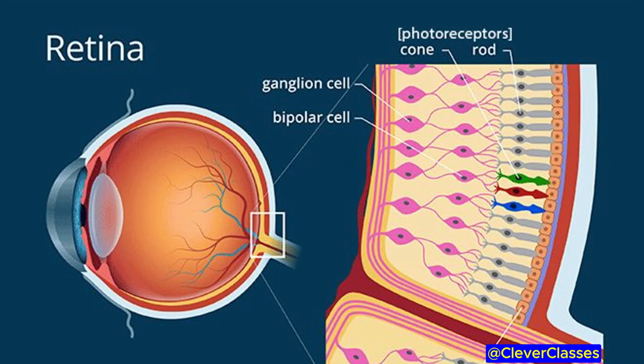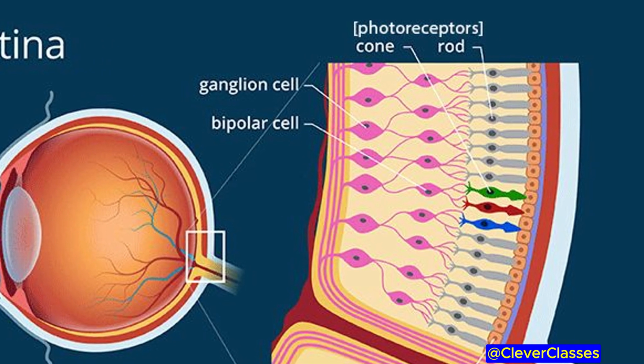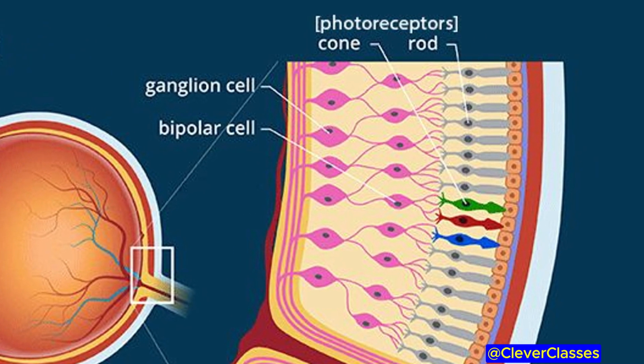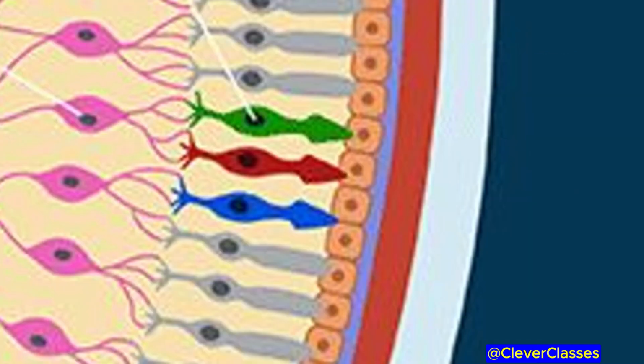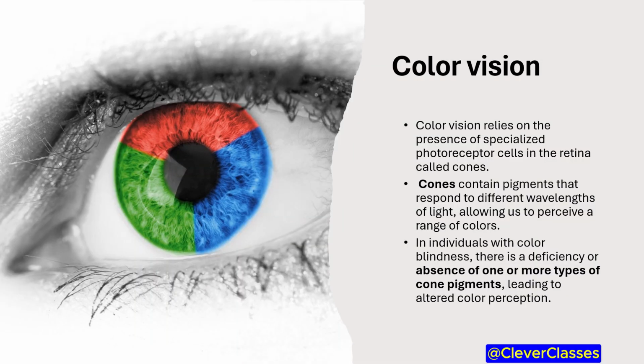We mentioned these already. They are the cones. It's the cones that contain pigments that respond to different wavelengths of light, allowing us to perceive a range of colors. Individuals with color blindness or deficiency have a deficiency or absence of one or more types of cone pigments, leading to altered color perception.